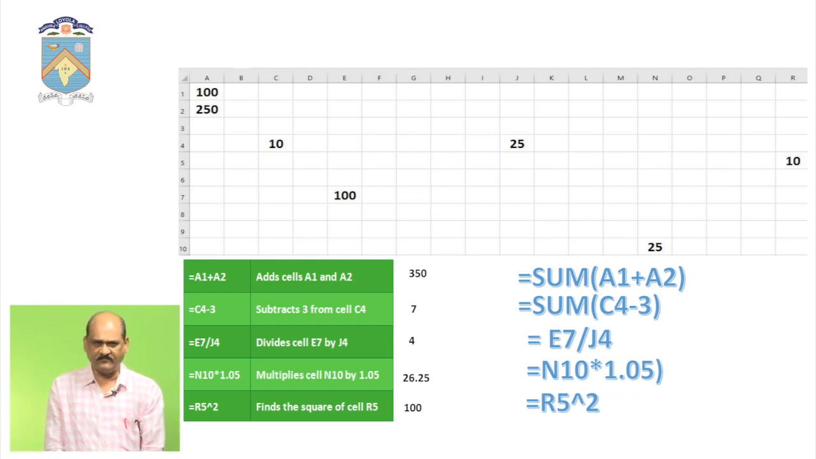Again, the same for multiplication, we do not have any multiplication function: N10 asterisk 1.05. And the last function is R5, the content of R5 is 10 and it is raised to the power of 2, and the result is 100. Somehow you understand the difference between using functions and formulas, but the result must be the same.